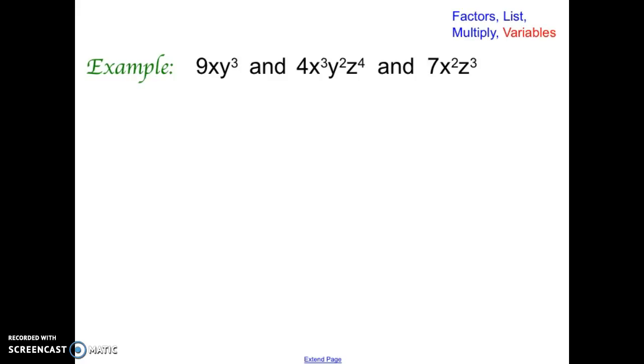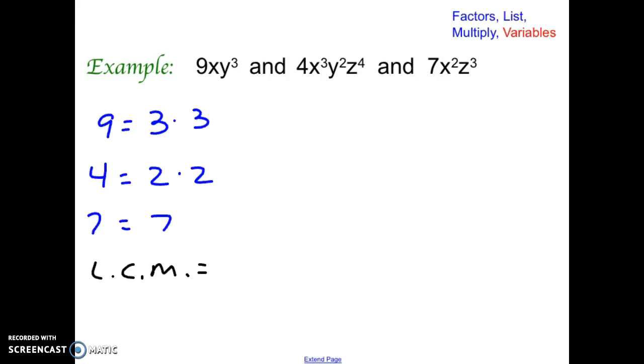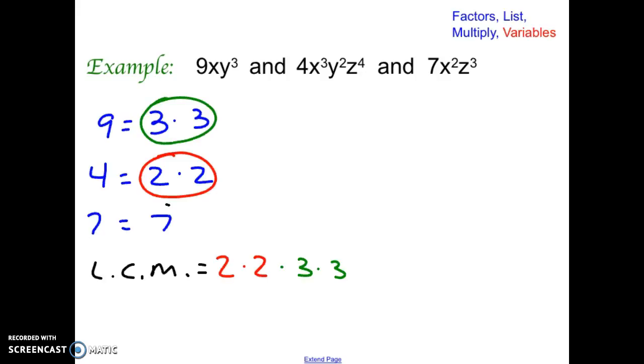Once again, if you got 3 terms or more terms, process is the same. Just have to be a little more careful as you look at all the factors. We're going to shortcut this a little bit because these are fairly easy coefficients. 9 is 3 times 3. 4 is 2 times 2. And 7 is just 7. So for our least common multiple, if we start with the 2's, we got a pair of 2's from the middle term. We're going to have a pair of 3's from the first term, and we got that 7 from the third term. If we multiply this all out, we're going to get 252.